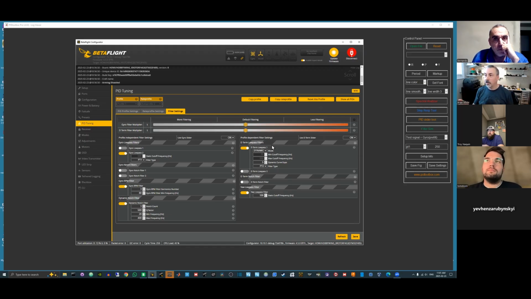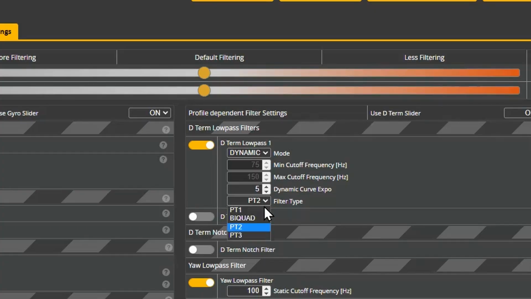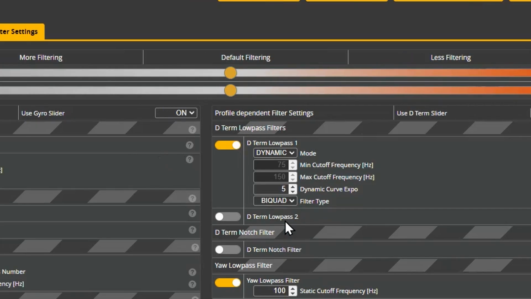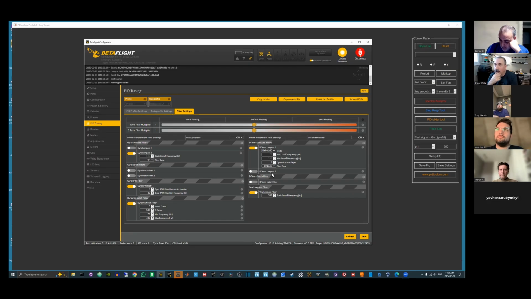So what are the differences? Why would we bother to go with a PT2 over a PT1, etc.? That's probably a question you want to ask. And then there's, of course, the biquad, which is a little different again. The biquad is a different type of low-pass filter. It has a different shaped impulse response. I'll show you that stuff.